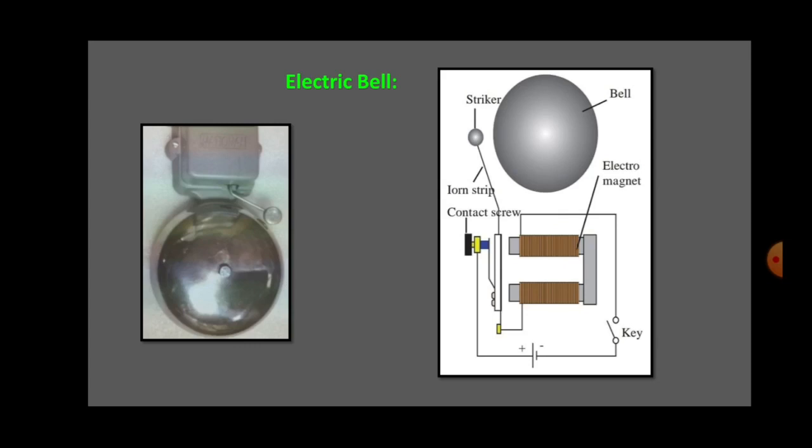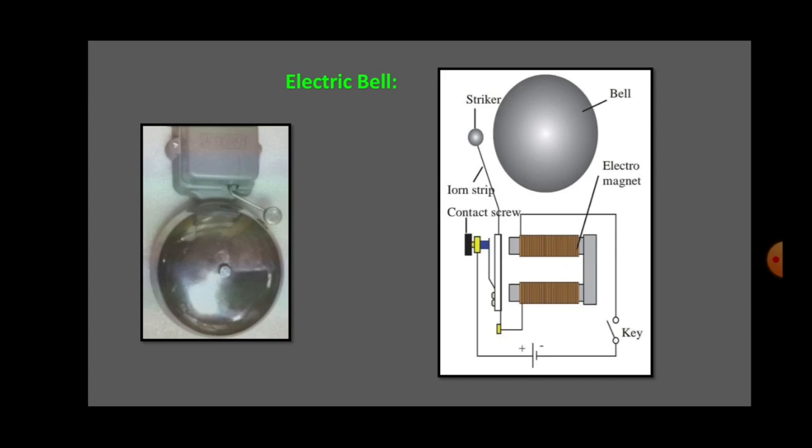So the electric bell also works on the principle of the electromagnet, right? And what is an electromagnet? It is nothing but this: when an electric current flows in a wire, it produces a magnetic field around it, because of which the property of magnetism is induced in the wire. But as soon as the current is stopped, the magnetism also vanishes.